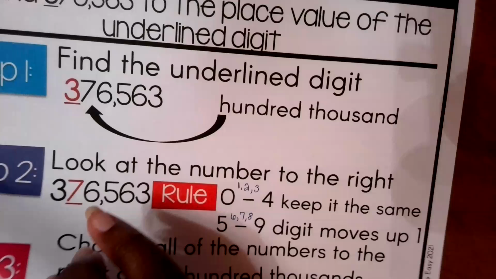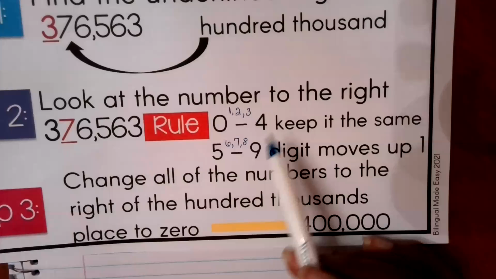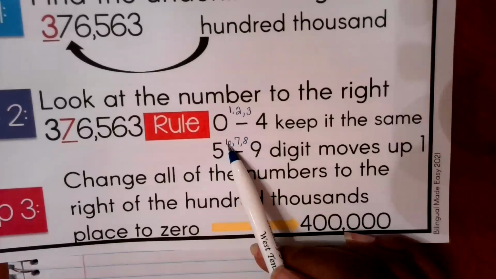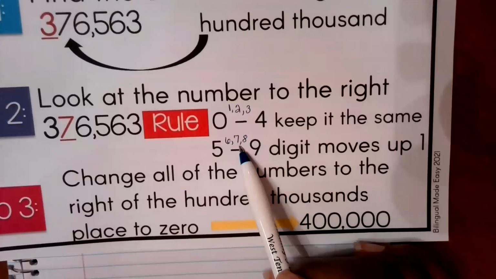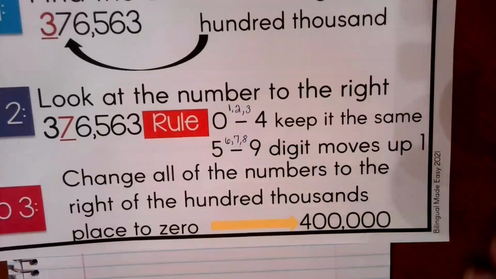Then I'm going to circle. Step number 2 is circle the number directly behind it, because that number directly behind my underlined number is going to tell my underlined number what to do. And that number is 7. So let's see what 7 says to do. It says if the number is 5, 6, 7. Oh, there's my number 7. The digit moves up 1. So my underlined number is going to go up 1.